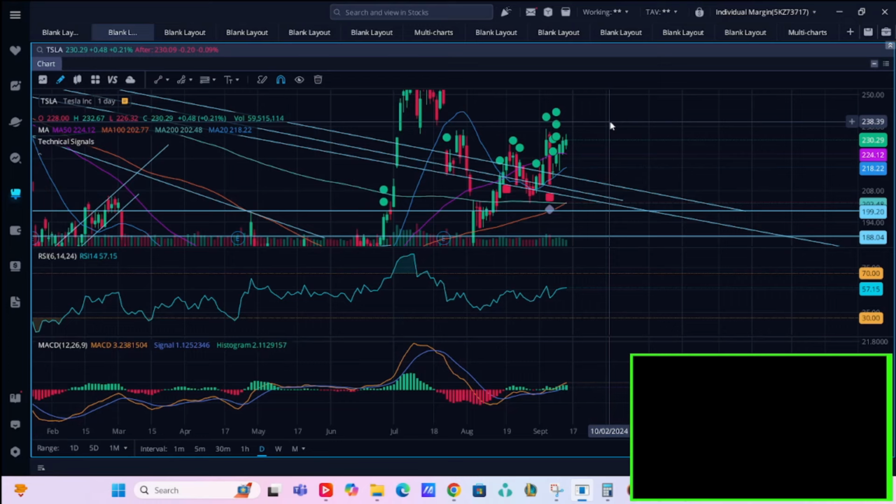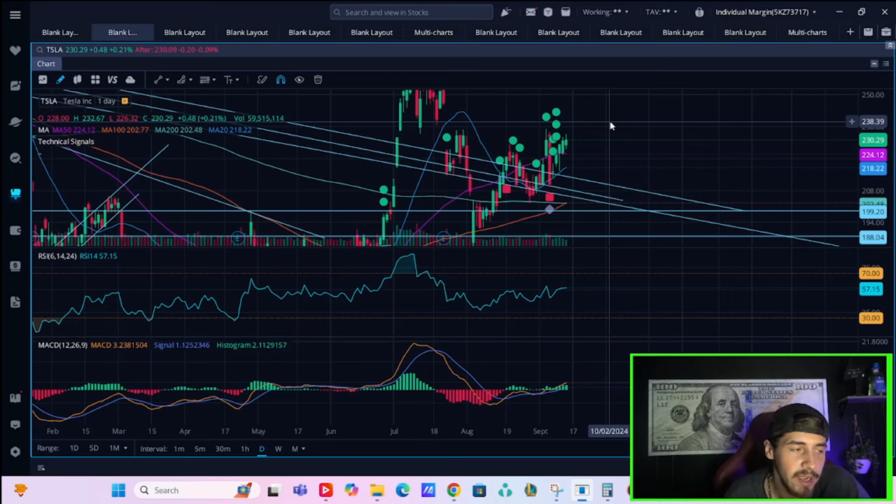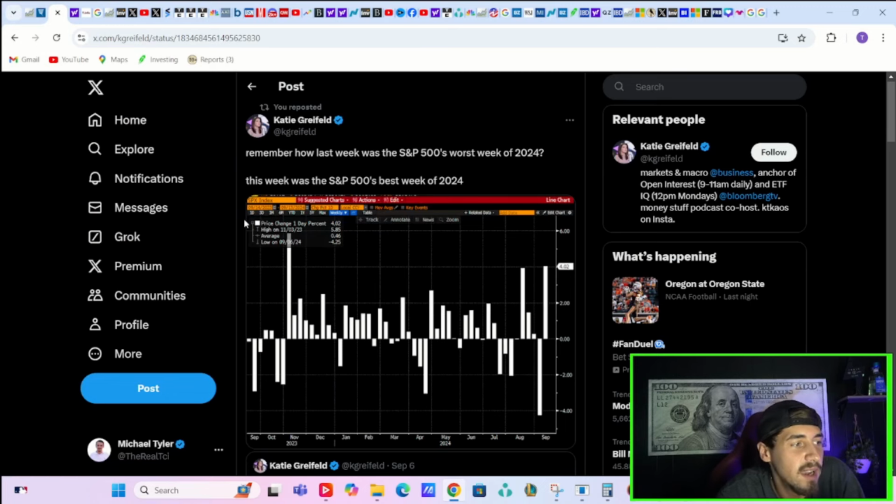the worst 2 week period for markets. Okay, this is seasonally the worst 2 week period for markets. You also have the Fed cutting rates on Wednesday, which is gonna make things a whole lot weirder. Which you can see here, Katie Greenfield writes on X, remember how last week was the S&P 500's worst week of 2024? Well, this week was S&P 500's best week of 2024. That was last week, of course. And now we're heading into the worst seasonal two-week period in the year with an FOMC meeting on Wednesday.